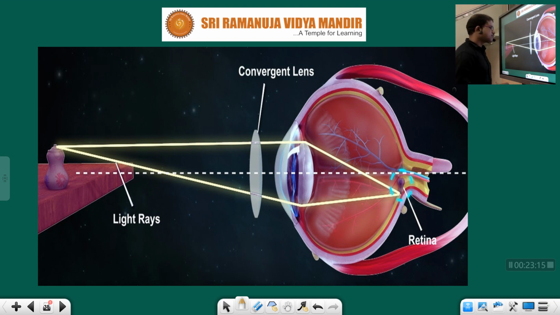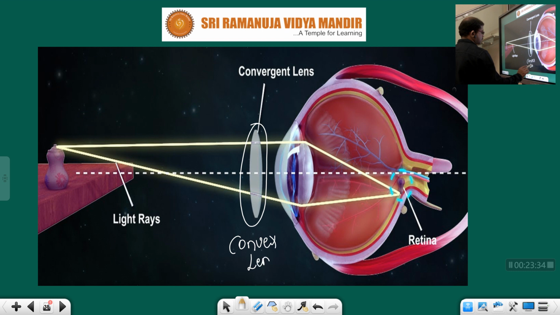See here, in order to correct that one, we are using a convergent, nothing but a convex lens again. See, children, here we are using a convex lens again in order to correct this. Don't get confused. Our eye inside is a convex lens, and here again we are placing a convex lens.